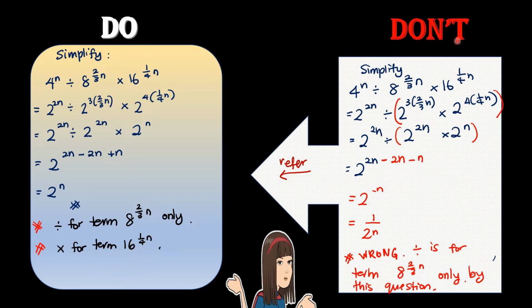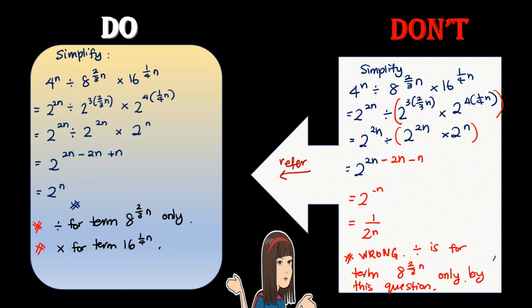Let's look at what you should not do. Students will be confused on this division operation. You simply think that it involves 16, but it does not. You shouldn't do the brackets like that. When you do it like this, your answer will be totally wrong. So this is all wrong. As I said, it is negative for 8, multiplied for 16.